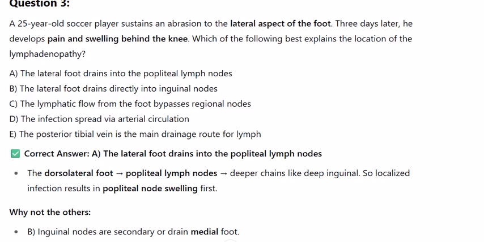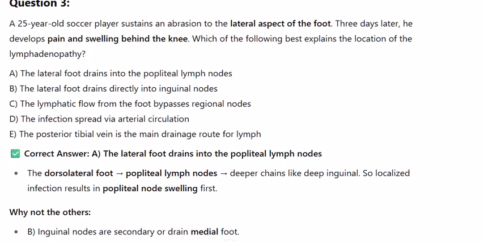C. The lymphatic flow from the foot bypasses regional nodes. D. The infection spread via arterial circulation. E. The posterior tibial vein is the main drainage route for lymph. Correct answer A. The lateral foot drains into the popliteal lymph nodes.